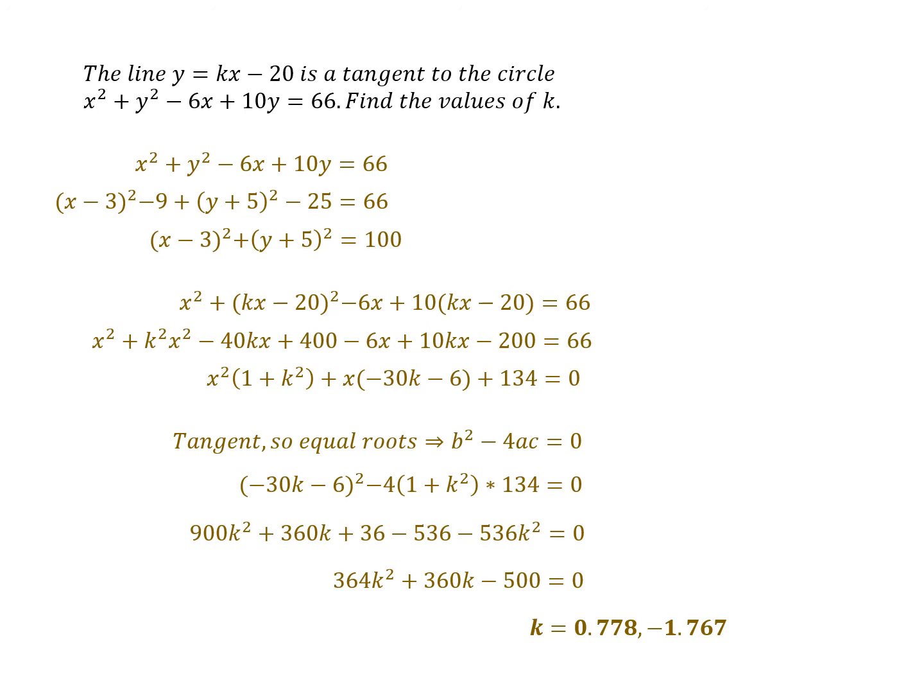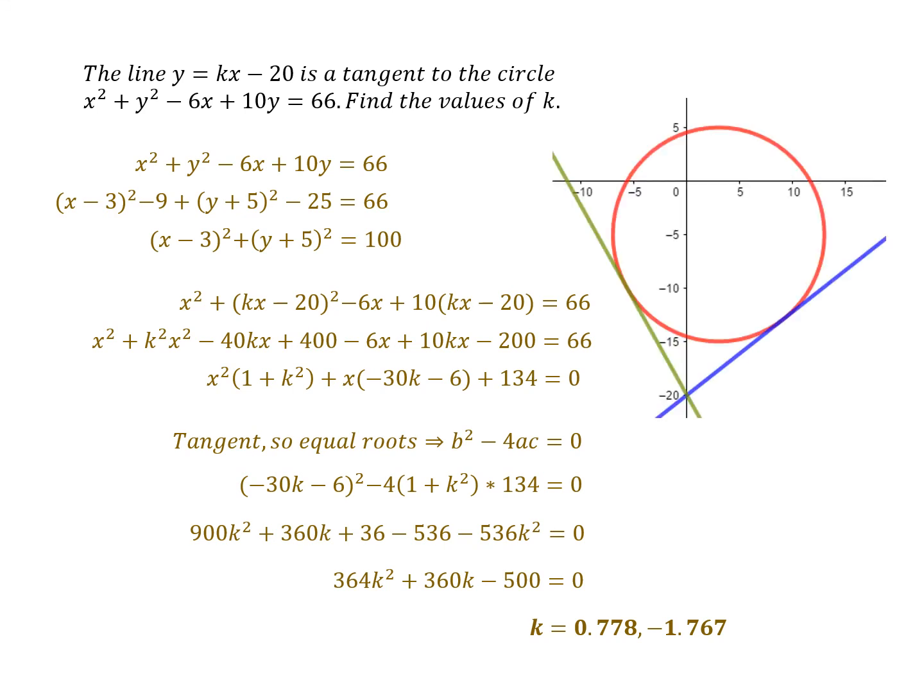Just thought I'd, courtesy of GeoGebra, show you what the neat version of the diagram looks like, which is this one. So there's the circle in red, and the blue line here is the graph of y equals 0.778x minus 20, and the green line is y equals minus 1.767x minus 20, both going through the y-axis at minus 20 and both tangents to the circle. Okay, so that's the answer to the question.